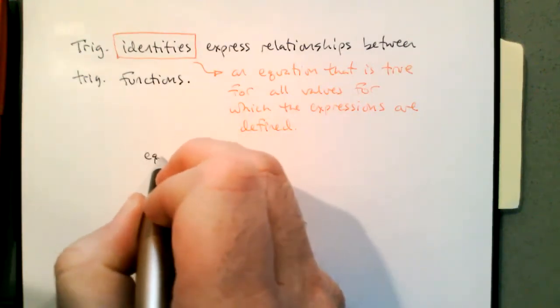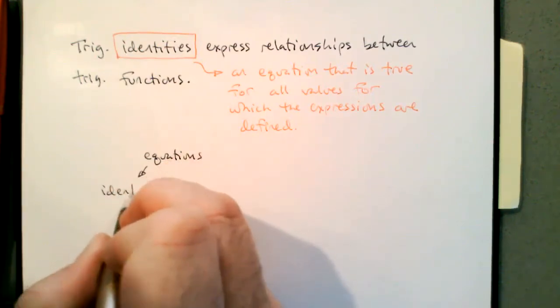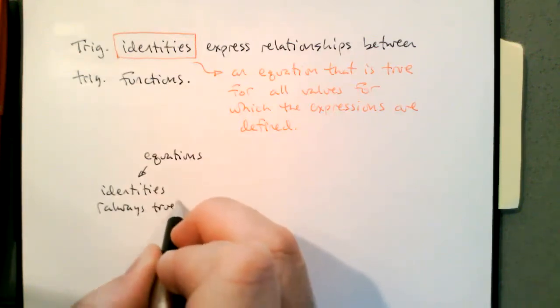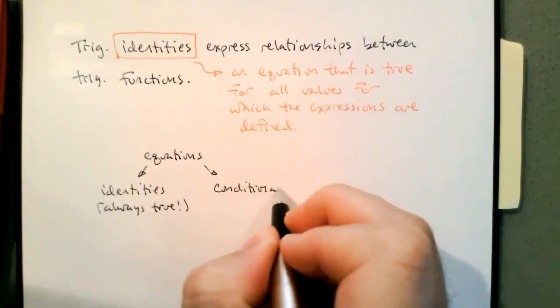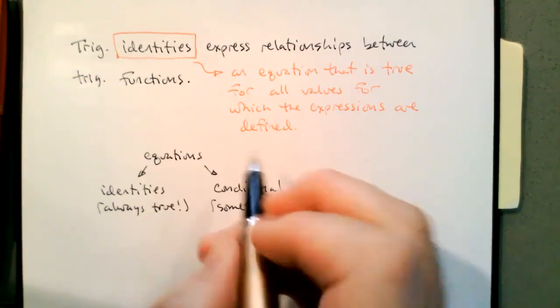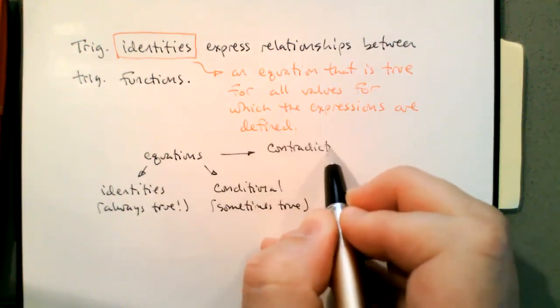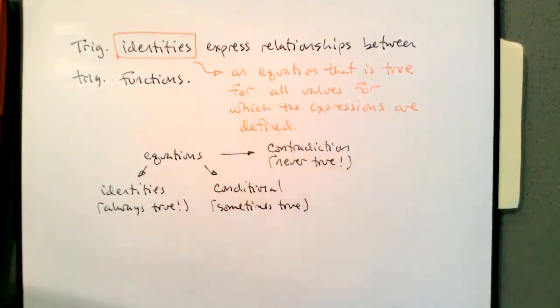So there's equations: identities, which are always true; conditional, sometimes true; and a contradiction is a type of equation that is never true. These are all just types of equations.